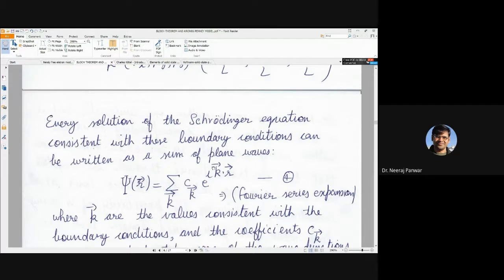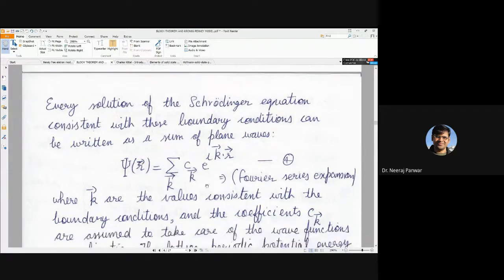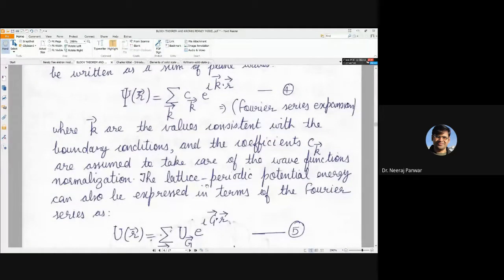I said at the start of the lecture that since our lattice is periodic in nature, the wave function and other things will also be periodic in nature. Any periodic function can be expressed in terms of a Fourier series expansion. So here we have expressed our wave function as the summation over k of c_k e to the power i k dot r, where c_k are the Fourier coefficients, which also normalize this wave function psi of r. So far so good.